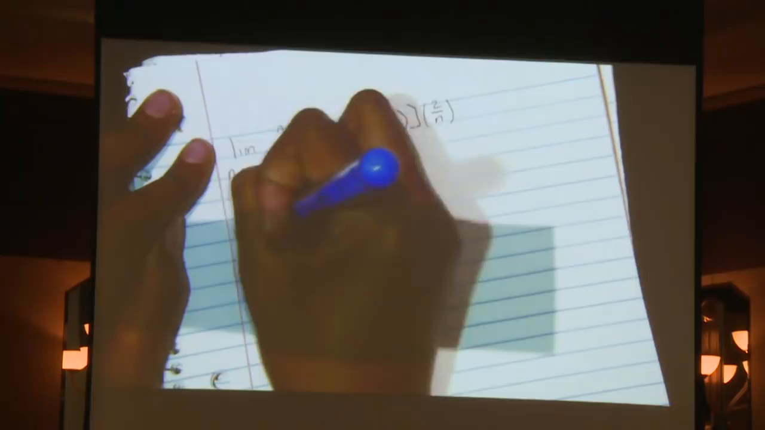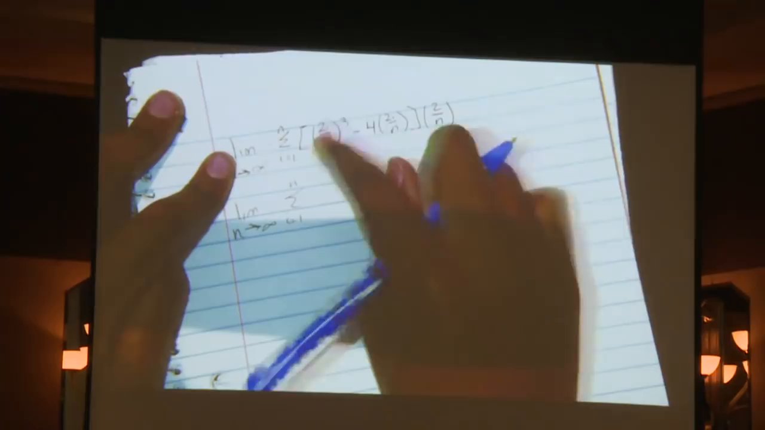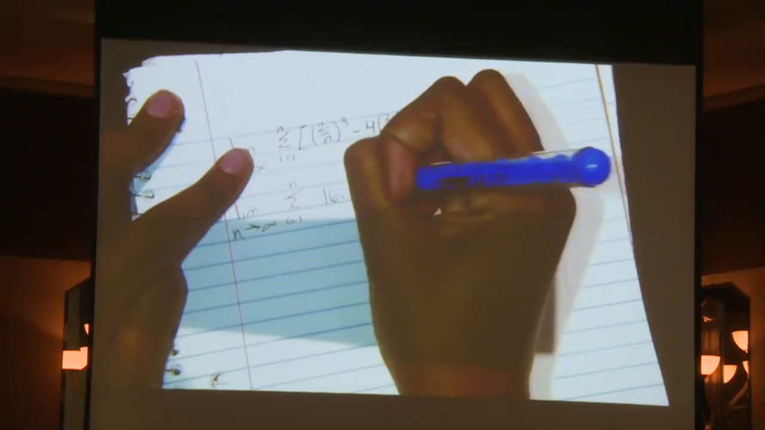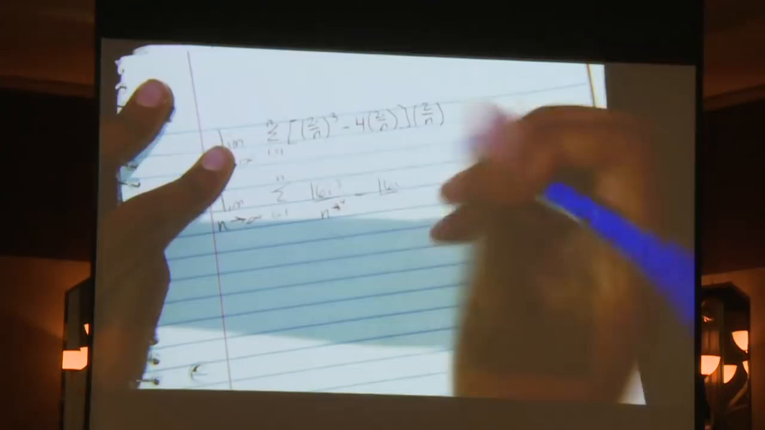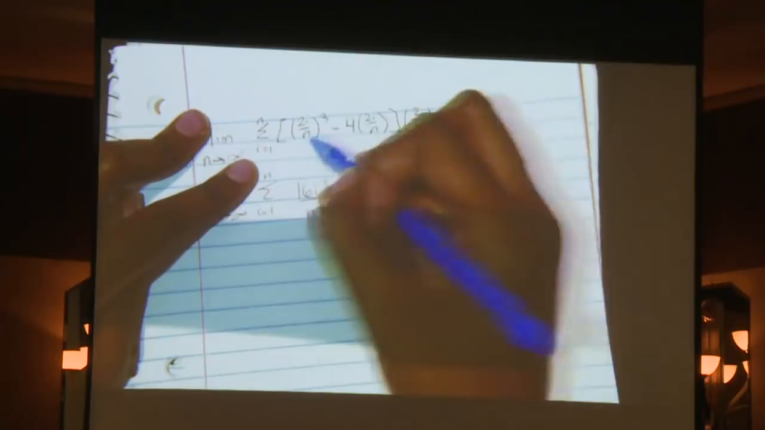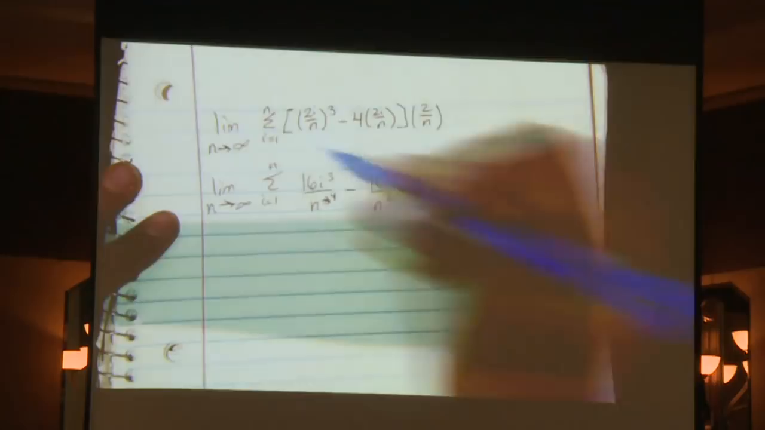2 cubed is 8, times 2 is 16 over n cubed, minus 4 times 2 is 8, times 2 is 16 over, oh, I'm sorry, this is n to the 4th. So what I'm doing is I'm multiplying this out and then bringing this in as well. So that gives me n squared. So this is all of this multiplied together. Cool?